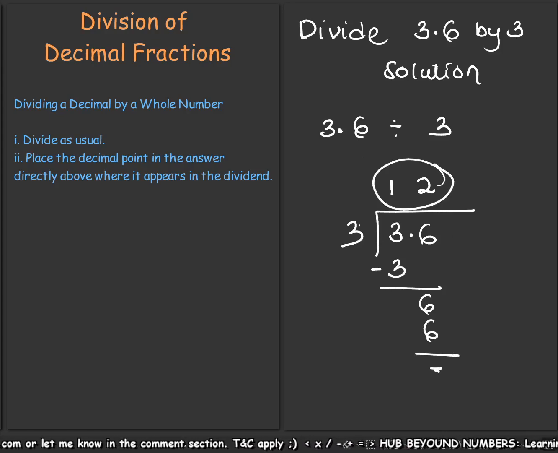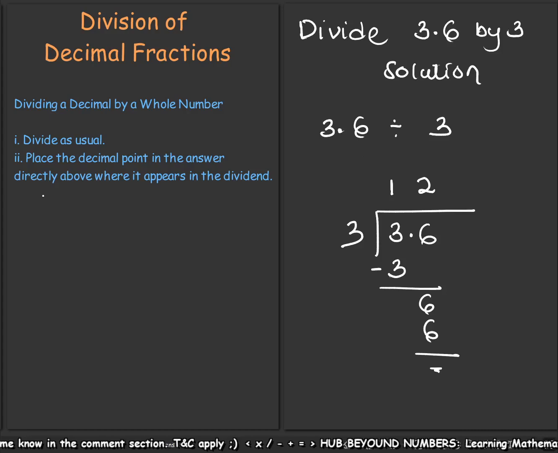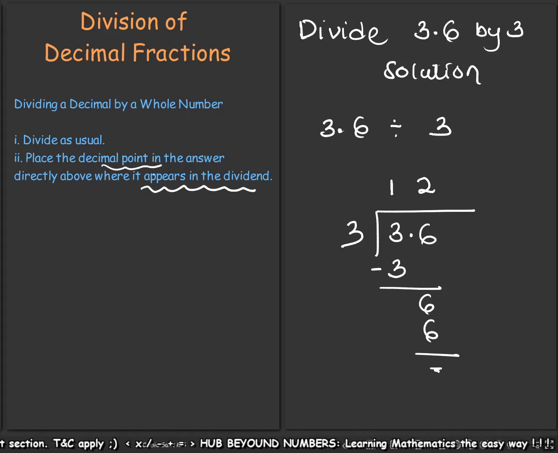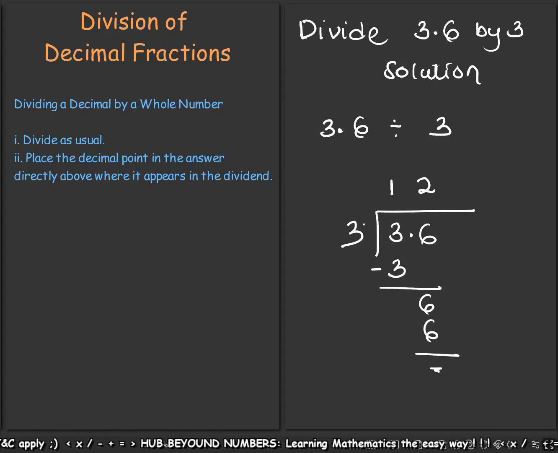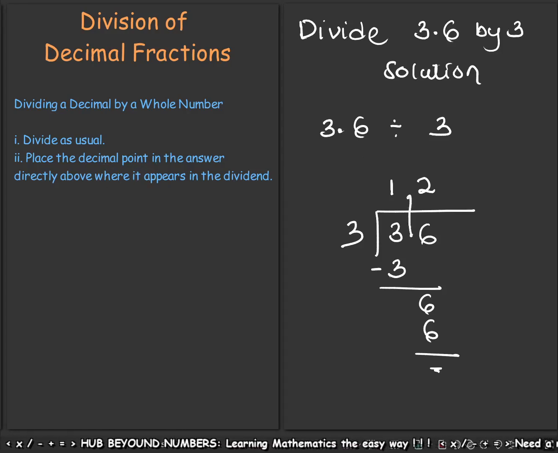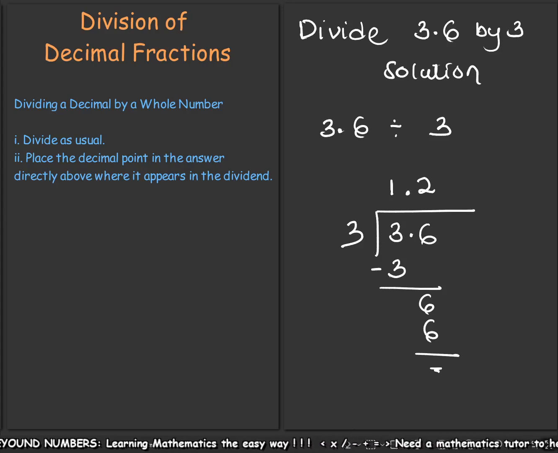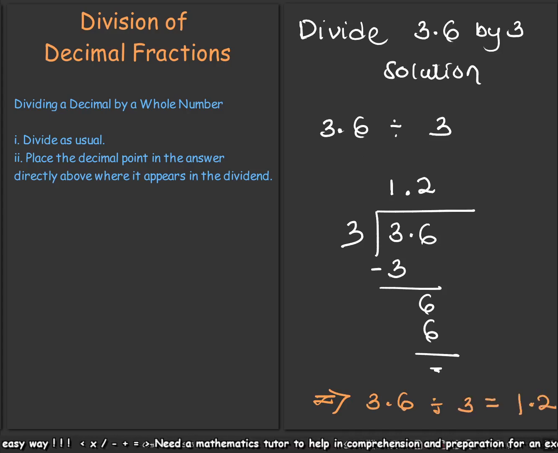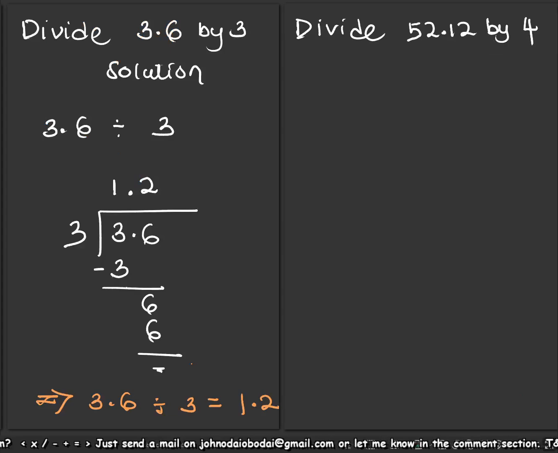This here becomes our answer. But the instruction says we have to put the decimal point right above where it appears in the dividend. So this is the decimal point, and we just put it here. You get it? Our decimal point is going to be here. And it's going to imply that 3.6 divided by 3 is then what? 1.2. Very simple.